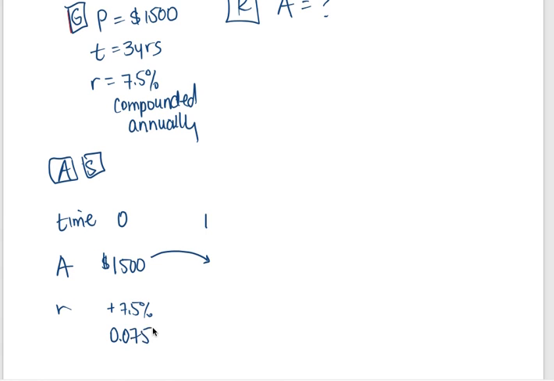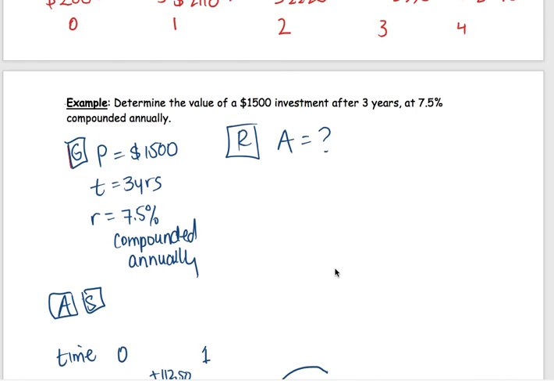And so I'm going to use this number and I'm going to multiply by the principal here. So 1,500 times 0.075 is $112.50. Okay, so after 1 year, you now have $1,612.50. Okay, all right, so remember, we're doing this for 3 years now, okay?